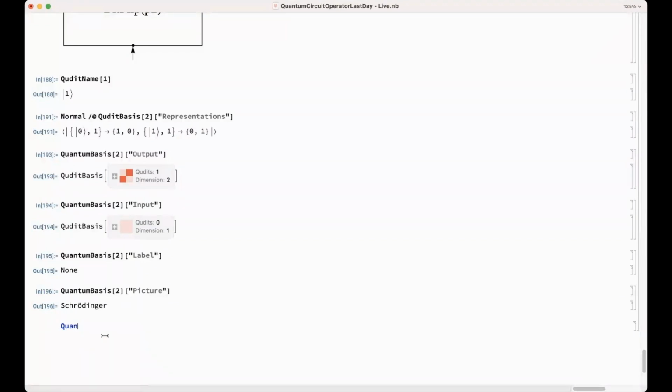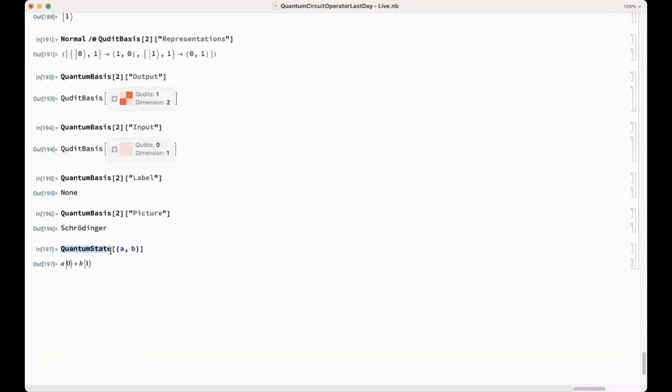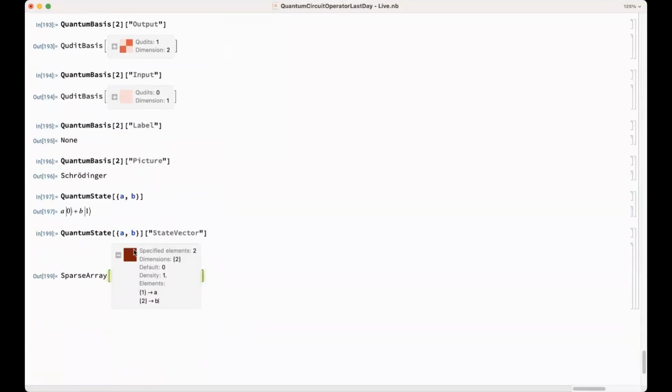Okay, next step in this hierarchy of representations and abstractions is the quantum state. It's a bit more general than just quantum states in the usual case. So if you construct a quantum state like this one for a single qubit, underneath it is just this list of amplitudes and the quantum basis, nothing else. So it has a basis, exactly like this one, and the list of amplitudes, or maybe we'll call it just a state vector, which is a sparse array. In this case, it just contains A and B as elements. And this is the quantum state when it's of type vector.